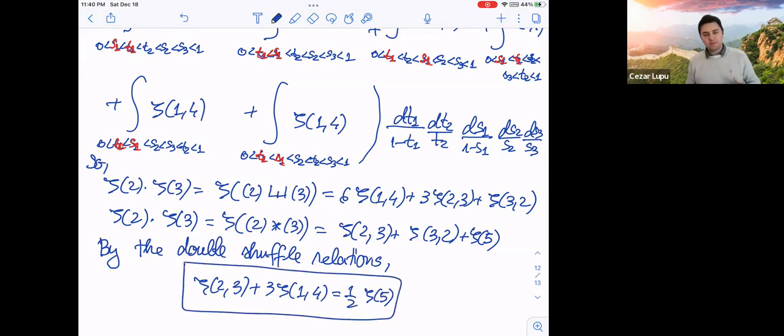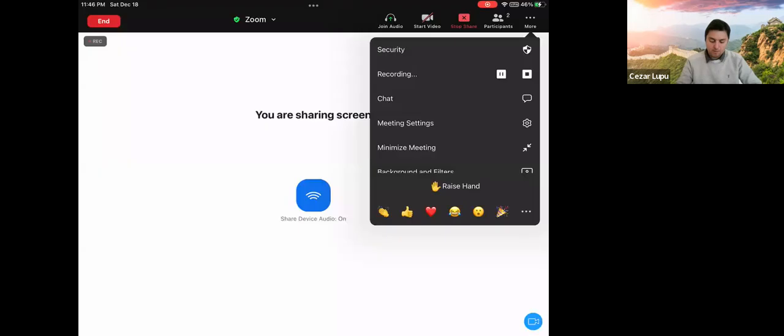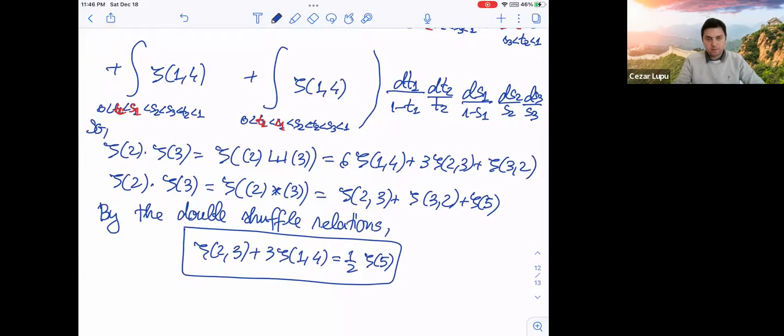In any case, we will see next time, once we do the next two seminars, that all in weight five, all these multiple zeta values can be expressed in terms of zeta of 2,3 and zeta of 3,2. This will be a very special class of multiple zeta values involving twos and threes. So as you can see, we obtain these relations. By the double shuffle, we will have that double zeta of 1,2 plus 3 zeta of 1,4 is 1/2 zeta of 5.